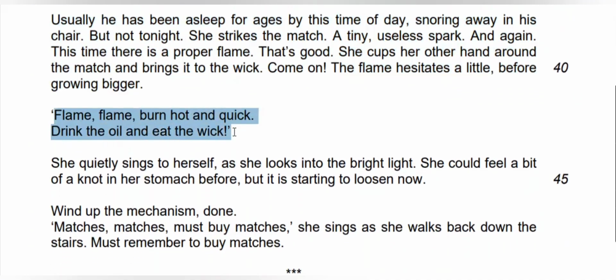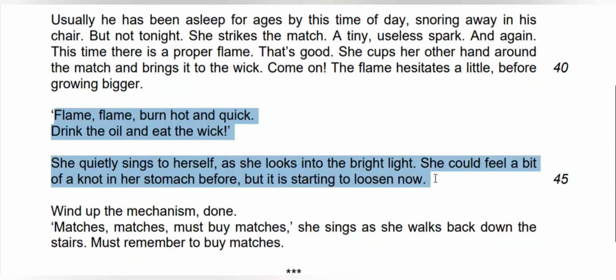Part 32. 32, 33, 34. Like this. Flame. Burn hot and quick. Drink the oil and eat the wick. Really? Drink. So, she gave it like a name. The flame is given a name. Flame.